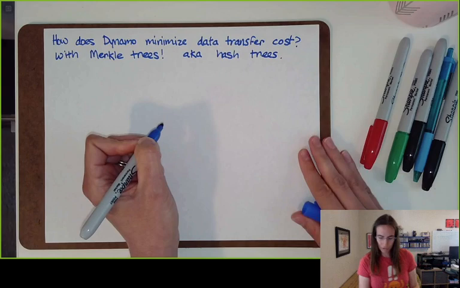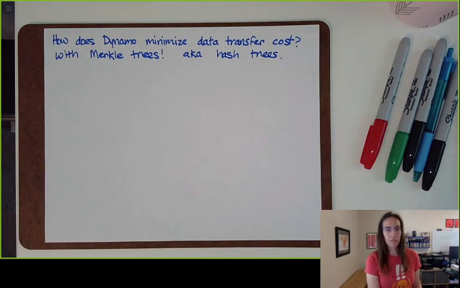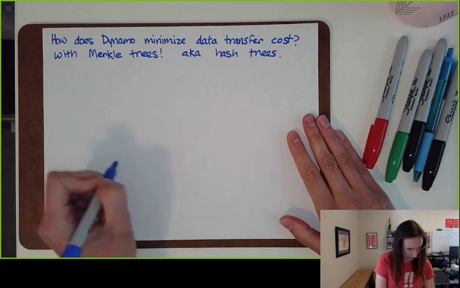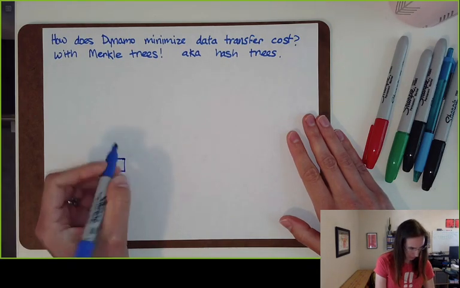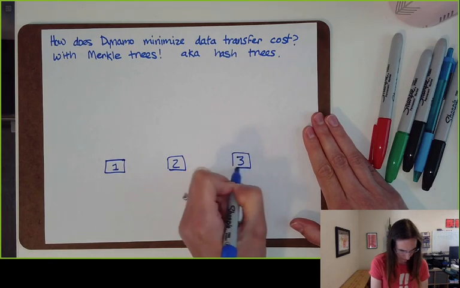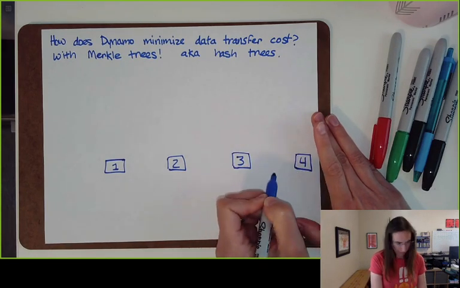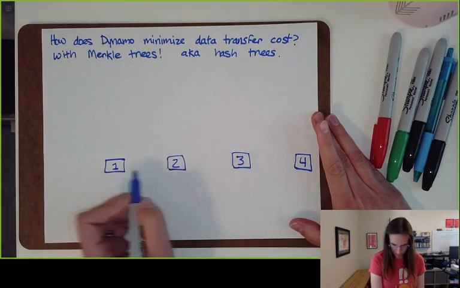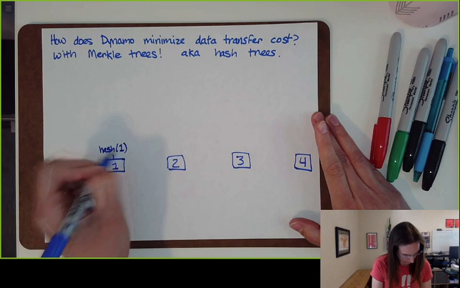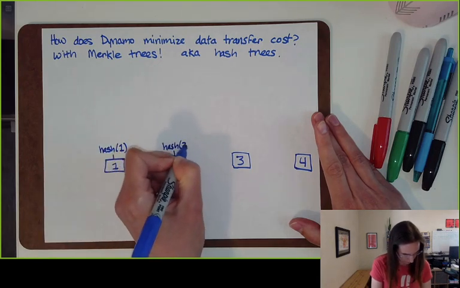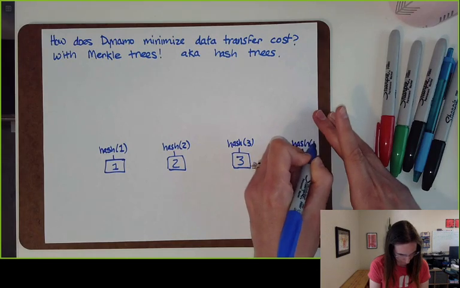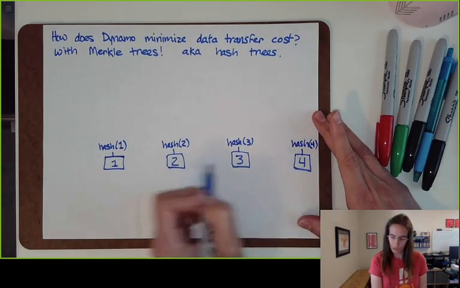So a Merkle tree looks something like this. You've got some pieces of data. Any data. In the case of Dynamo, the data will be key value pairs, but it doesn't really matter what they are. Merkle trees will work with any kind of data. So let's just say that I have some blocks of data, like this. At the leaves of the tree, I'm starting at the bottom and I'm going to draw up. You have these chunks of data, and then you take the hash of each chunk of data, using some hash function. So those are the leaf nodes of the tree.